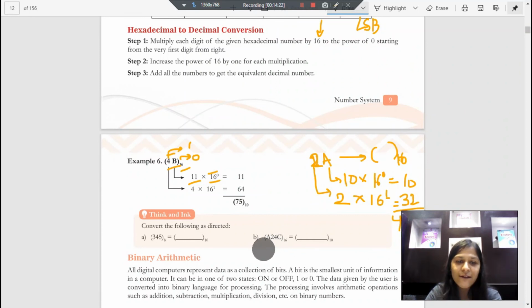Now you have an exercise to convert these numbers. 345 is the octal number. You have to convert both of them into decimal. And a2 and 4c in hexadecimal. We converted 2a, but you have to change the position. So the digits will be the same, but you have to change the weightage of the numbers. Right, a means 10, c means 12.